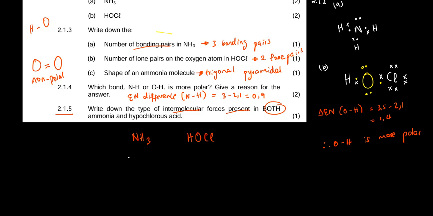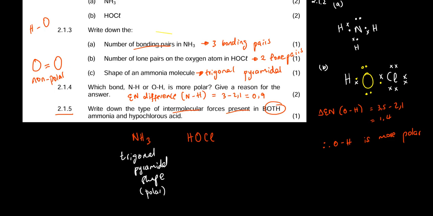Okay, still nothing. So I think it's a dipole, dipole in both of them. Well, ammonia. It is trigonal pyramidal, like we said. It has a trigonal pyramidal shape, right? Which makes it a polar molecule.